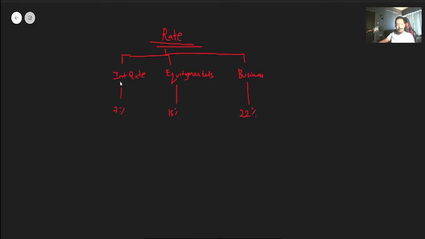That means that we are basically saying that the interest rate could also be called a bank rate, right? We could also call it, if you're talking about equity markets, the minimum required rate of return, right?